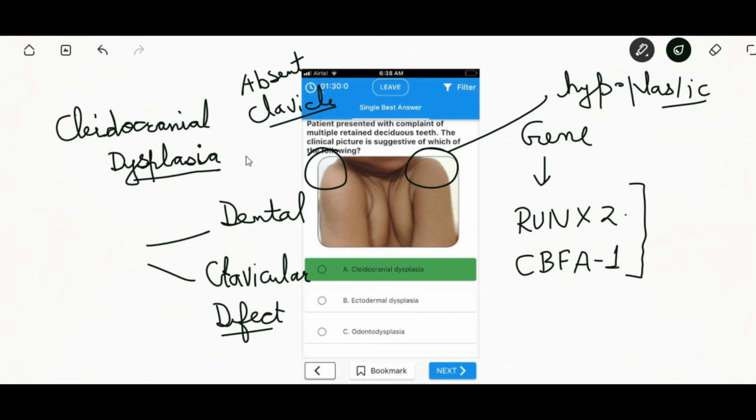What are the other features associated with cleidocranial dysplasia? The additional features include short stature, enlarged skull, brachycephaly, pronounced frontal and parietal bossing, ocular hypertelorism.